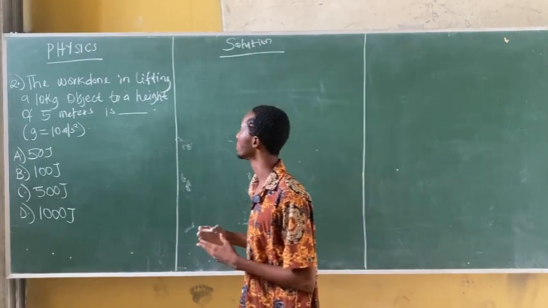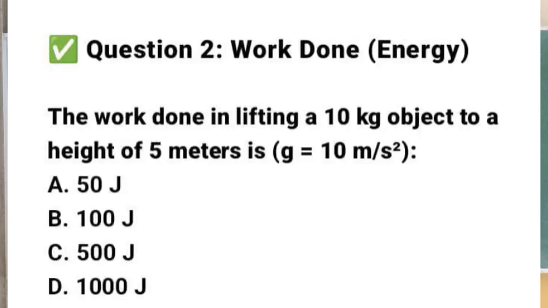The work done in lifting a 10 kg object to a height of 5 meters is dash. They gave us acceleration due to gravity to be 10 meters per second squared. Option A here says 50 joules. Option B, 100 joules. Option C, 500 joules. And D, 1000 joules.